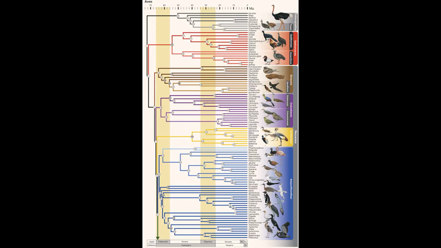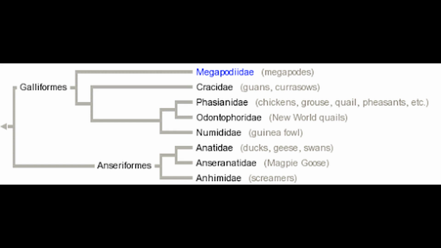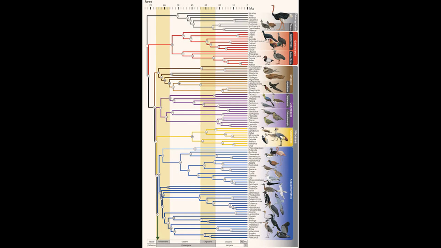Neognathae then splits between Galloancerae and Neoaves. Galloancerae contains the land fowl, including chickens, turkeys, pheasants, partridges, and peafowl, and the waterfowl, including ducks and geese. Together, Paleognathae and Galloancerae constitute a whopping 5% of total extant bird diversity. The other 95% is contained within Neoaves.